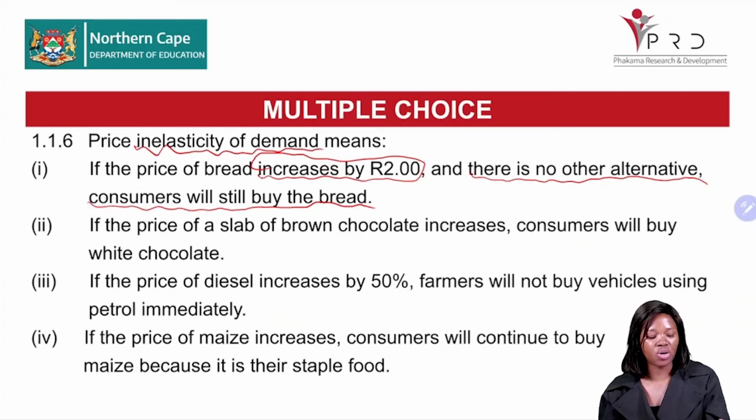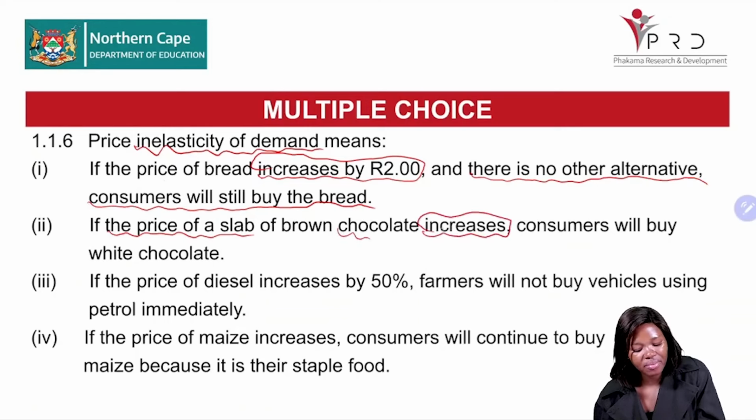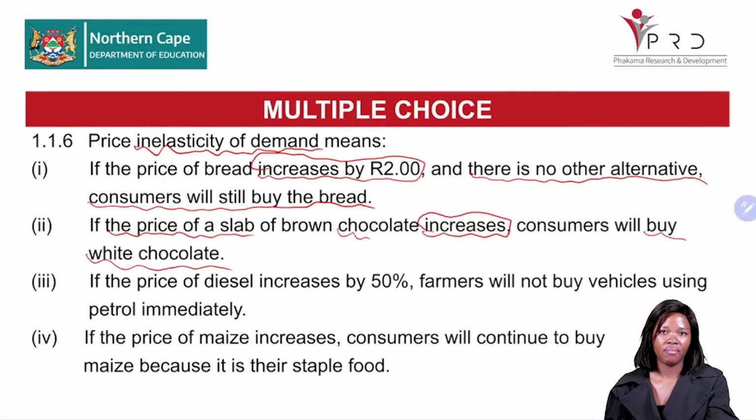Now, let us look at Roman figure 2. If the price of a slab of brown chocolate increases, consumers will buy white chocolate. Now, consumers used to buy brown chocolate. Now, the price of the chocolate has increased, and consumers are changing to buy white chocolate. Meaning, towards brown chocolate, there was a change. That was caused by the change in price. Is that price inelasticity or price elasticity? That is definitely price elasticity.